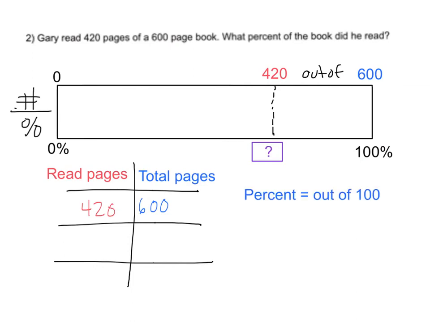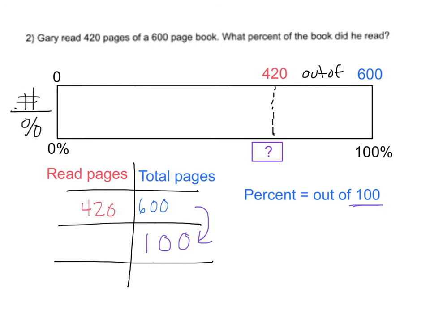Now, since we're looking for a percent, we might want to remind ourselves what that means. Percent means out of, or per 100, meaning cent. So if we have 600 total pages, we want to figure out how many pages you would read, or how much Gary read, if he only read 100 pages. So we're going to use our ratio table to help us with that. How can we get from 600 total pages to 100 pages?